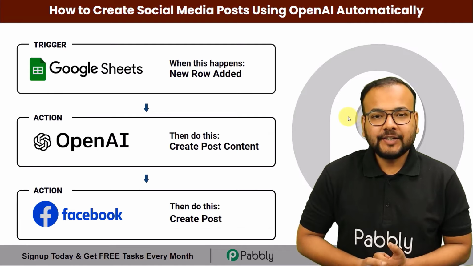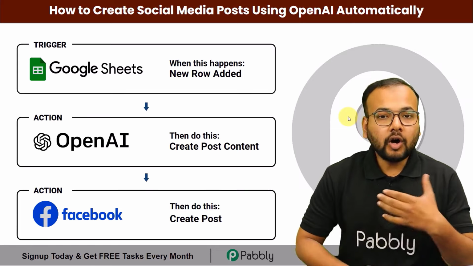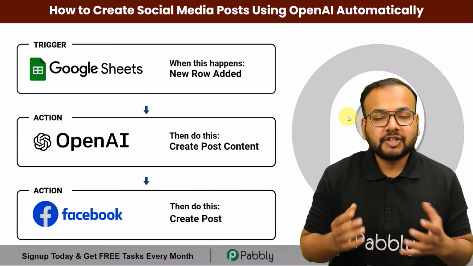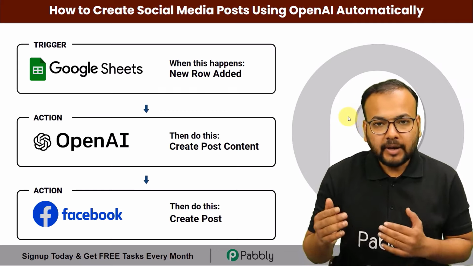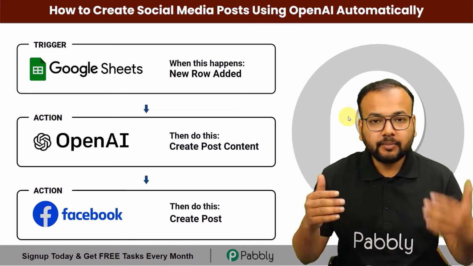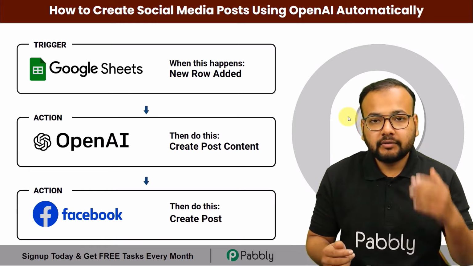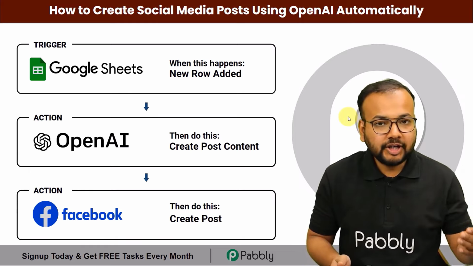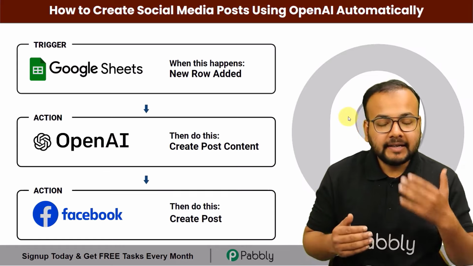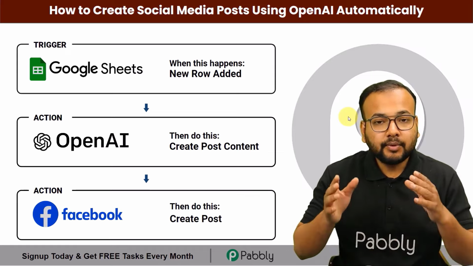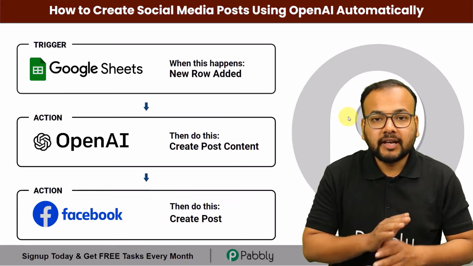Hey everyone, in this video you will learn how you can create content for your social media posts automatically using an artificial intelligence tool called OpenAI. Okay. So we are going to connect a few applications here, and we are going to set up an automation by which you just have to enter the details of the post that you want to create in a spreadsheet like in Google Sheets, and after that the content of the social media post will be automatically generated and will be automatically posted on your social media platforms just like Facebook, and you don't have to do anything manually.